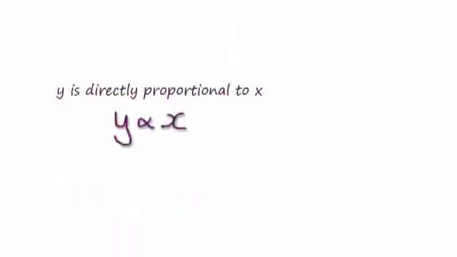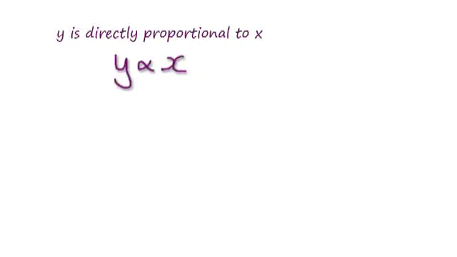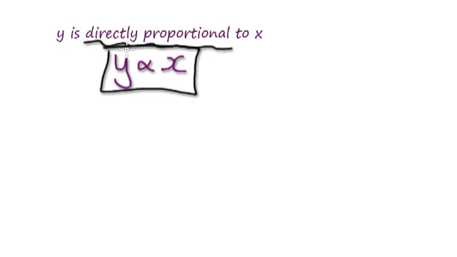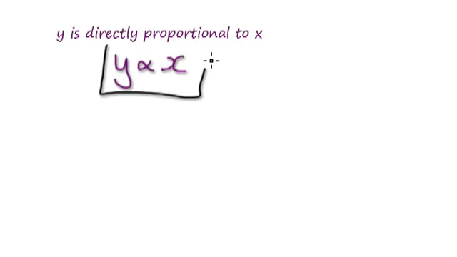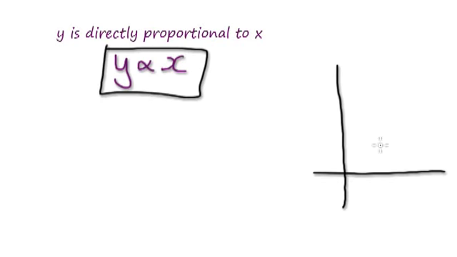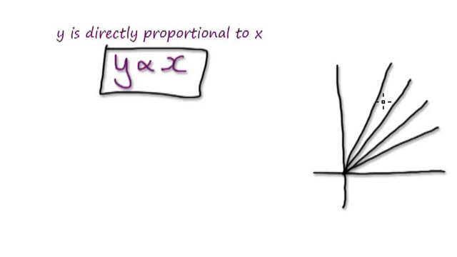Okay, so let me give you a summary of all the proportional relationships. So here, if y is directly proportional to x, then it would be written as this. Now, when you're told that y is directly proportional to x, then inside your mind visualize these lines here. So it's going to be this kind of a relationship.